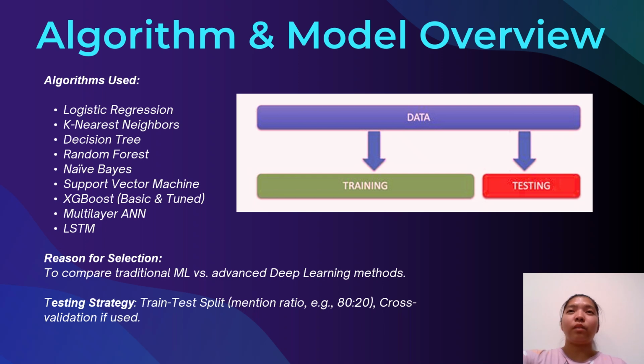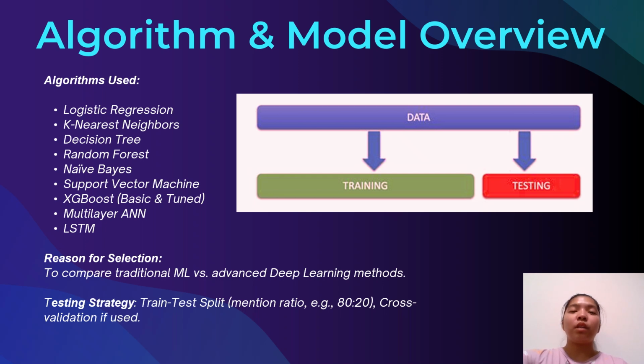Let's proceed to algorithms and model overview. To compare different approaches, we used a combination of traditional machine learning algorithms and deep learning models. The machine learning algorithms included logistic regression, k-nearest neighbors or KNN, decision tree, random forest, naive Bayes, support vector machine (SVM), XGBoost, both basic and tuned version. For deep learning, we built a multi-layer artificial neural network (ANN) and a long short-term memory network (LSTM).